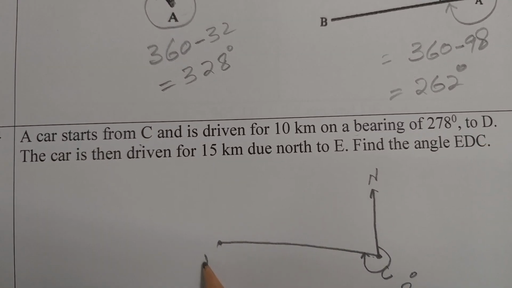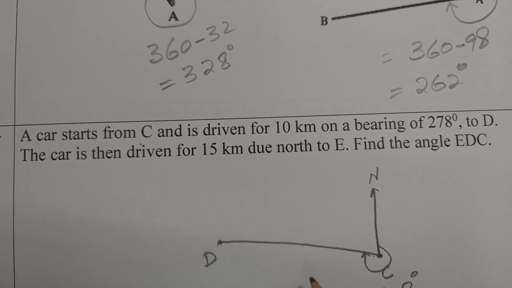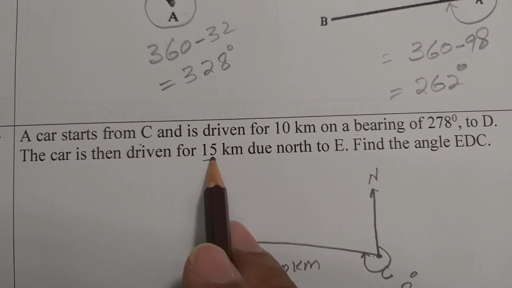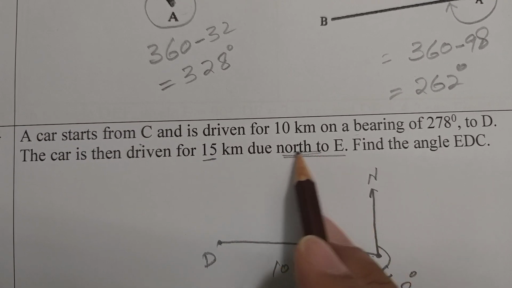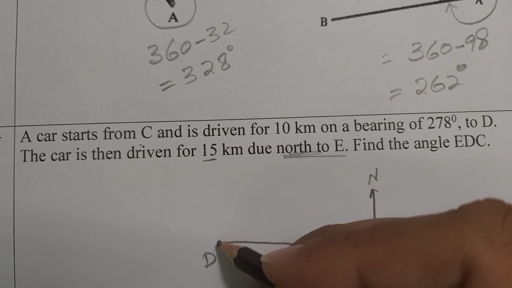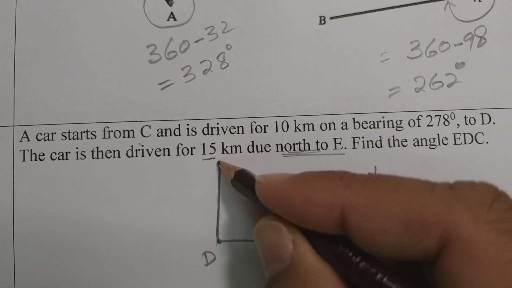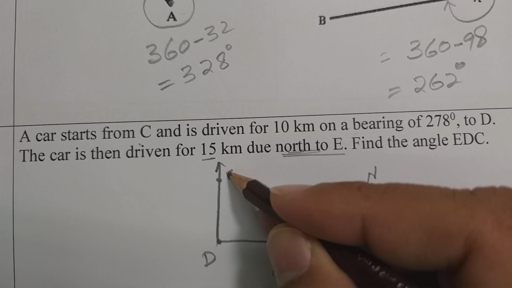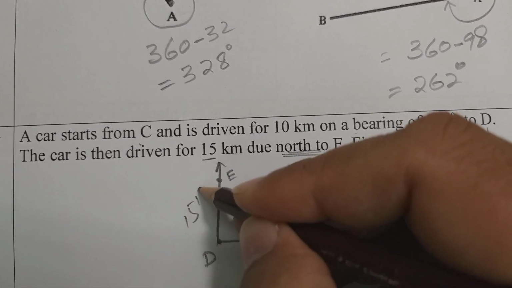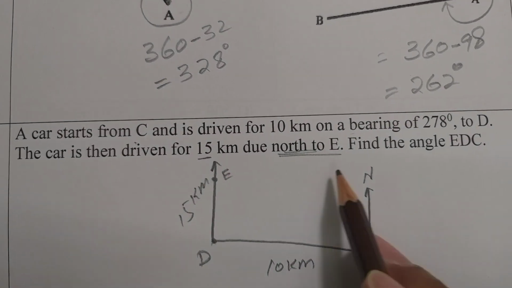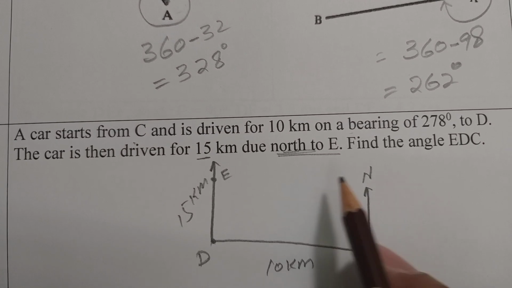So let's suppose this is the point D. Then the car is driven 10 kilometers. Again it is driven 15 kilometers north to E. It means where it stopped, it moves north. So this is the north. Let's suppose this is point E, 15 kilometers.